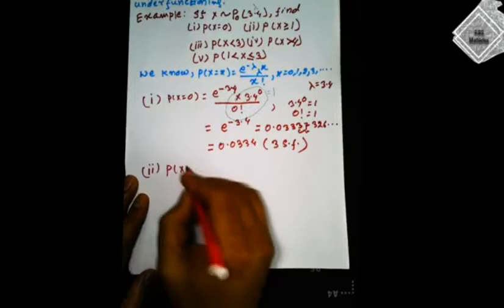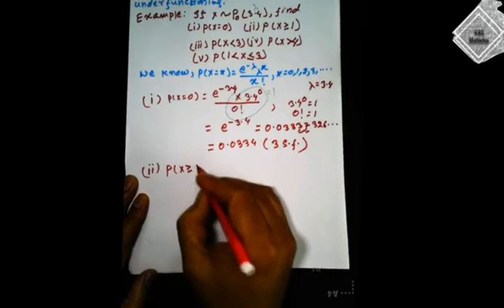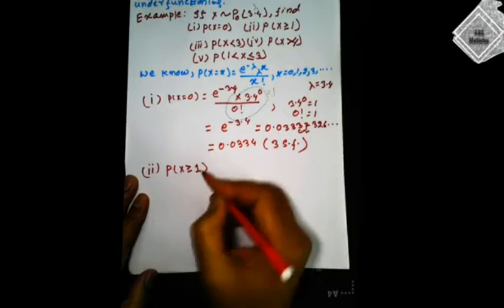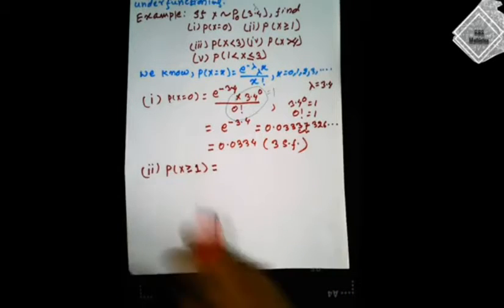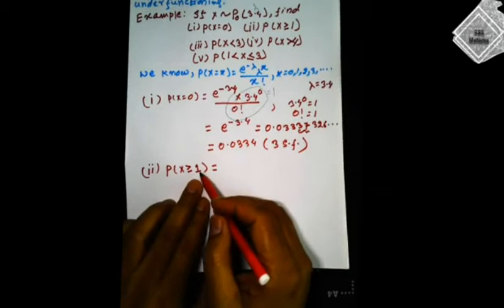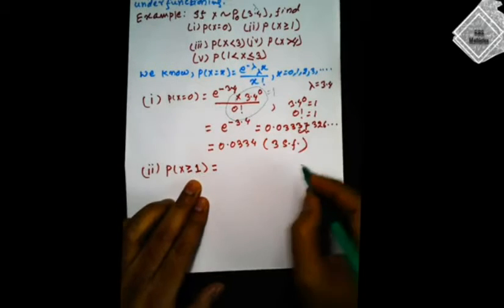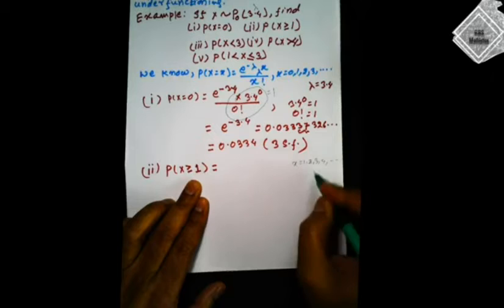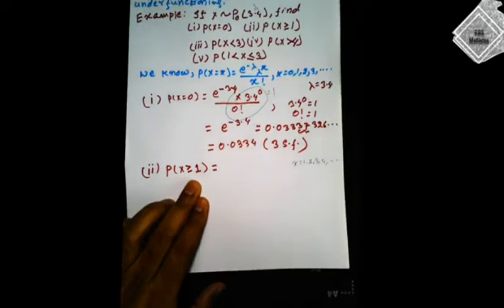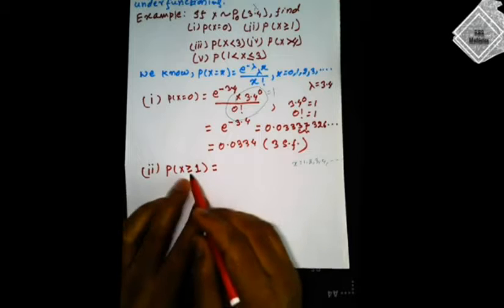So in question number 2, you need to find P(X ≥ 1). As you can see here, P(X) is greater or equal to 1. That means what sort of value X is going to take here. So X equals 1, 2, 3, 4 and so on. We don't know how long it will go ahead, so it is not possible here to calculate this probability.